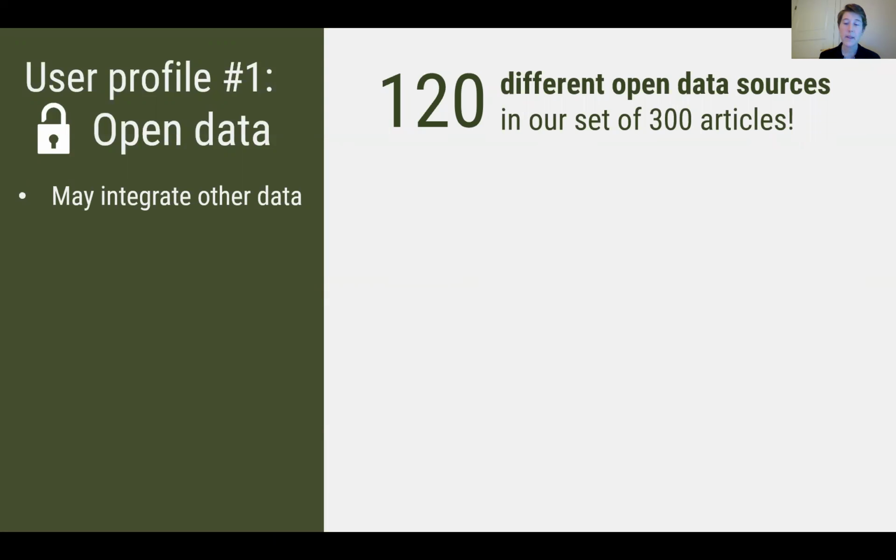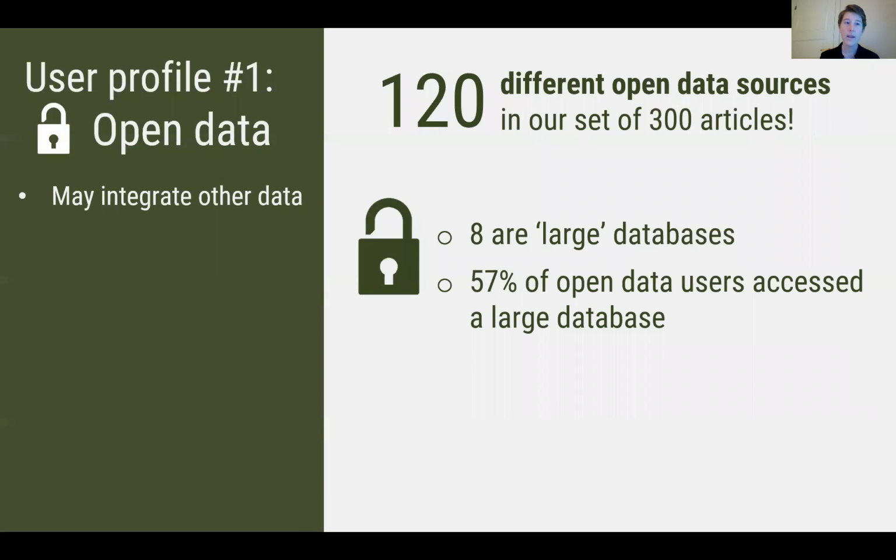The open data sources that were accessed varied a lot. The roughly 130 articles we reviewed that used open data accessed this data from 120 different open databases. 8 of these were what we considered large. That is, they had a very broad spatial extent, taxonomic scope, or both. 57% of open data papers accessed one of these large databases.